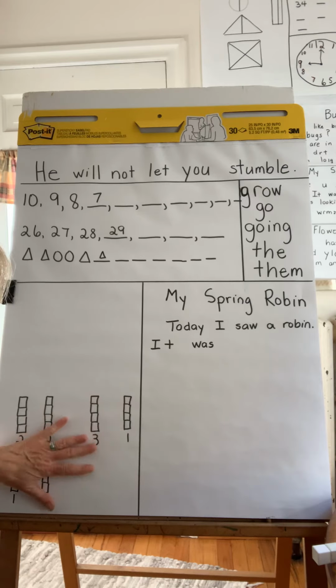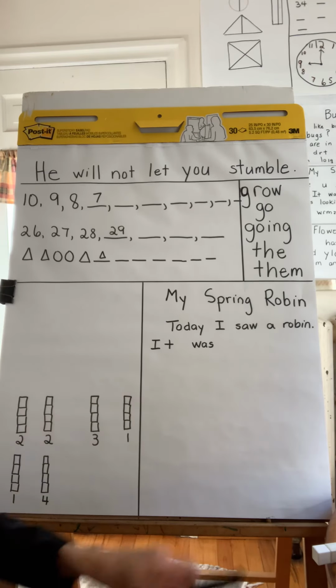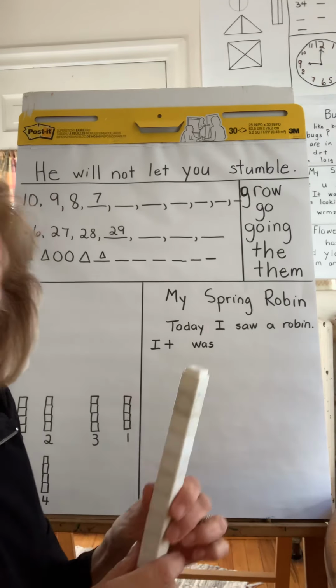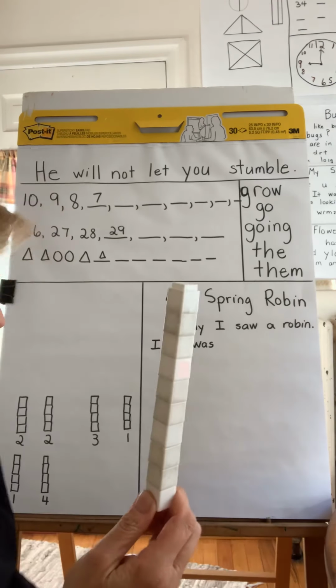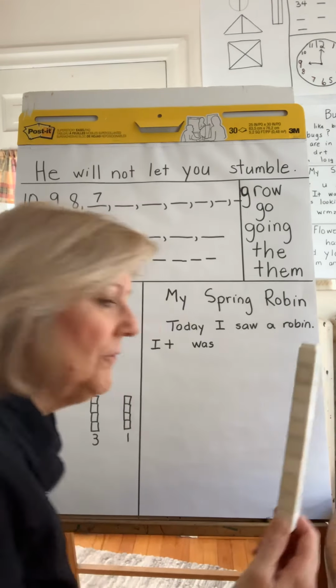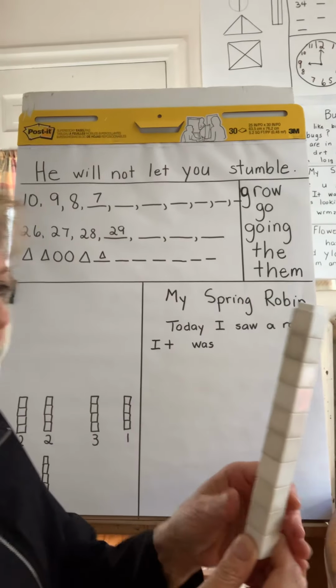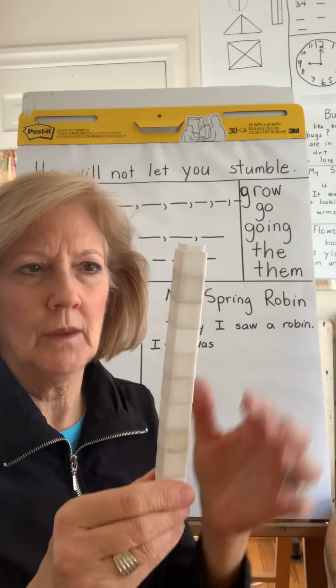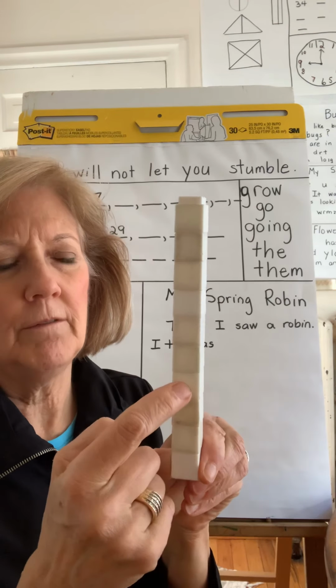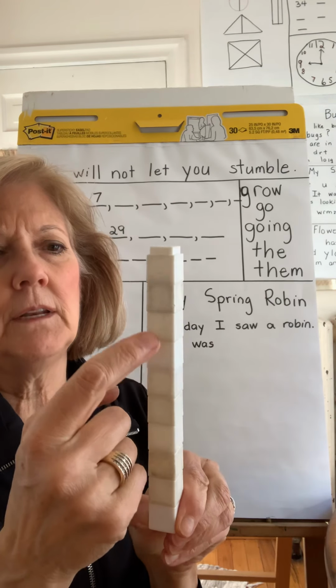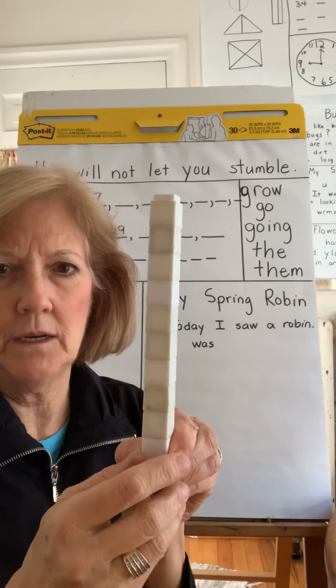Now look what I have down here. We are going to be doing something with linking cubes. So I want you to get your linking cubes and make a tower of 10. Just like I have here. Let's count to be sure. 1, 2, 3, 4, 5, 6, 7, 8, 9, 10.